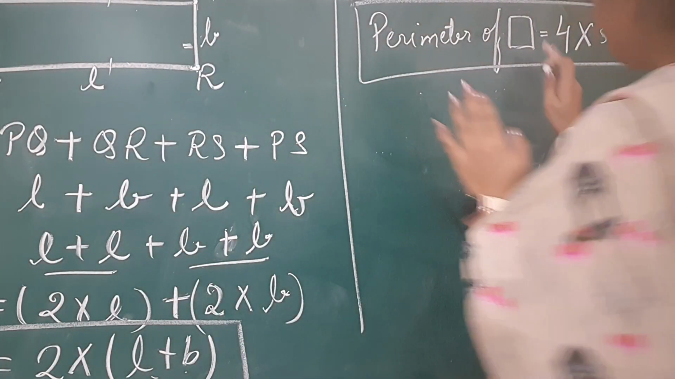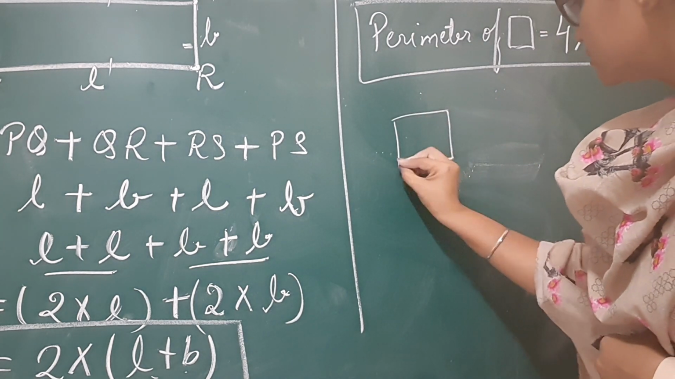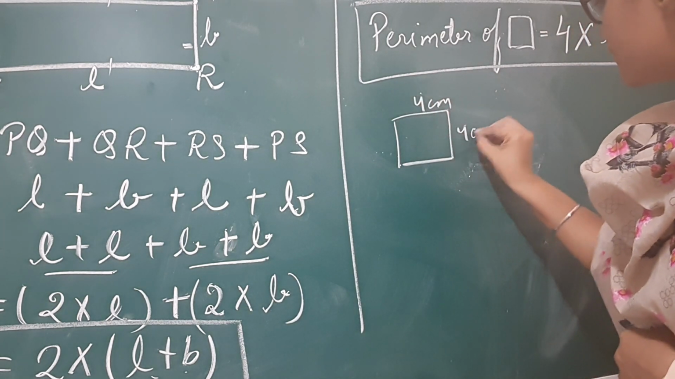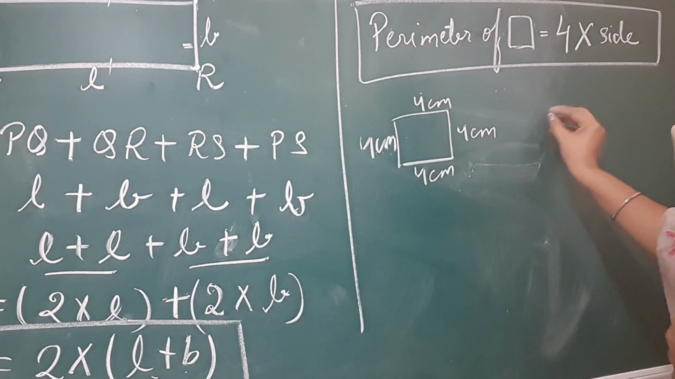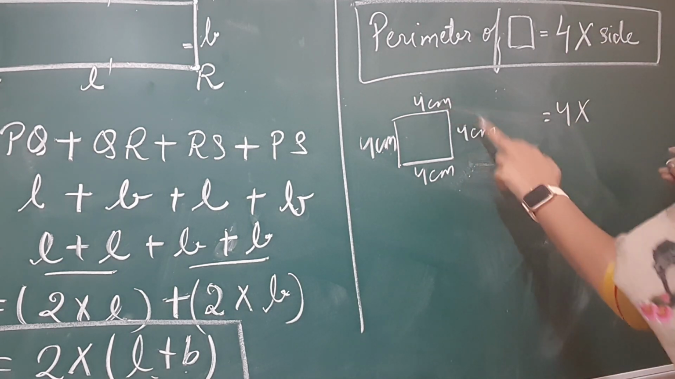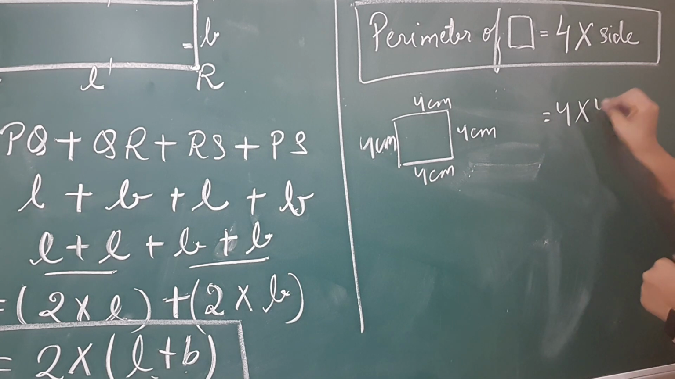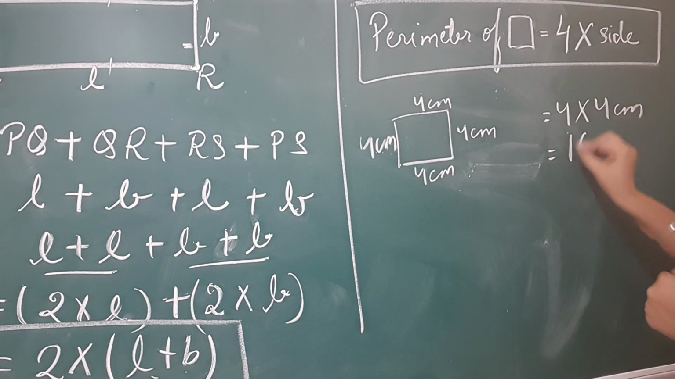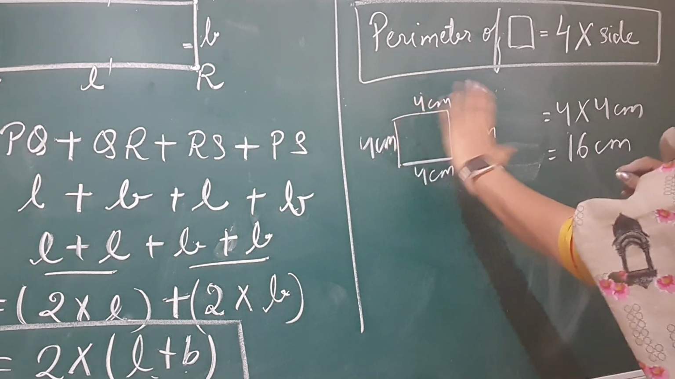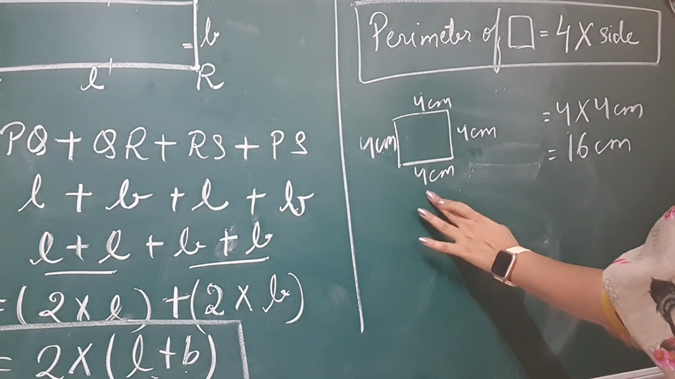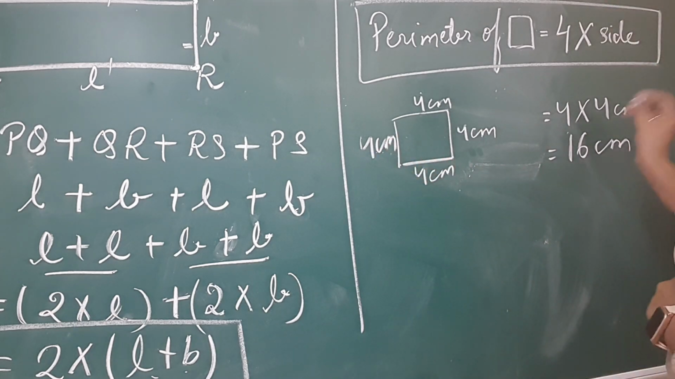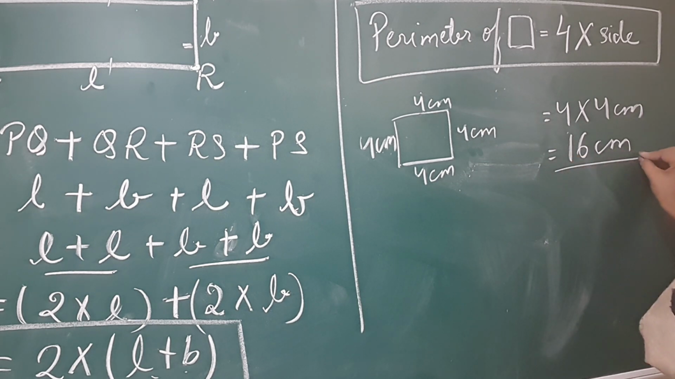Let me give you one example for this square. If a side is 4 centimeters, this will also be 4 centimeters, this is also 4 centimeters, and this is also 4 centimeters. To find the perimeter, we put in the formula 4 into side, so 4 into 4 is 16 centimeters. If you add all of these, you also get 16 centimeters: 4 plus 4 is 8, 8 plus 4 is 12, 12 plus 4 is 16. In this way, by using this formula, you can directly find the perimeter of a square.